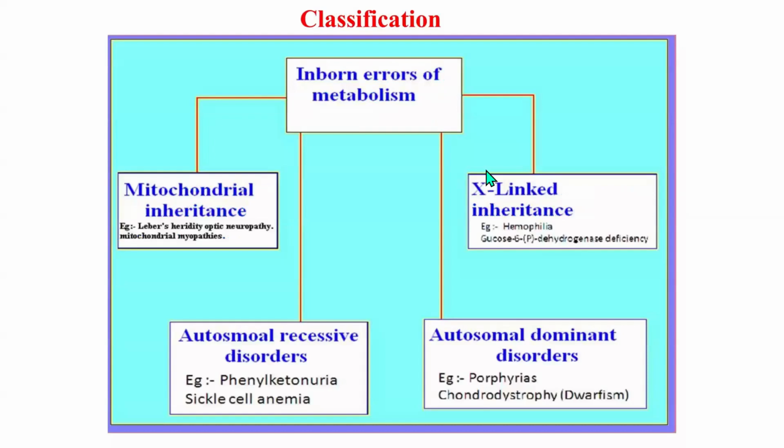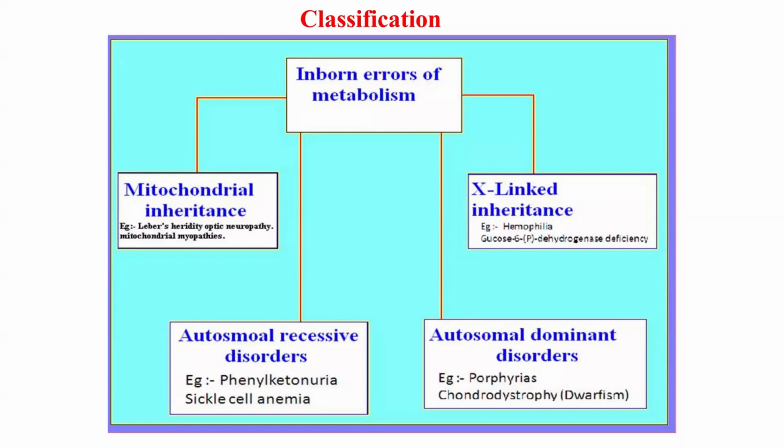So then, what is the classification of metabolic disorders? Metabolic disorders are classified into 4. Number 1, we have mitochondrial inheritance, we have autosomal recessive disorders, we have X-linked inheritance, and we have autosomal dominant disorders. For example, for mitochondrial inheritance, we have a disease called Leber's hereditary optic neuropathy.